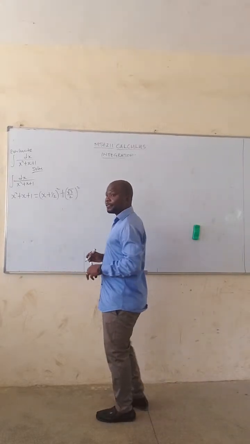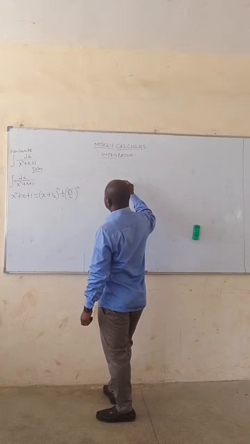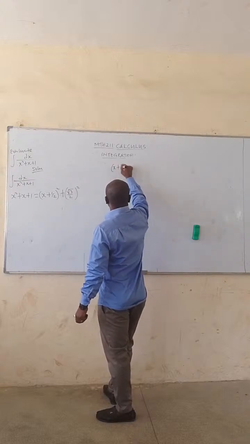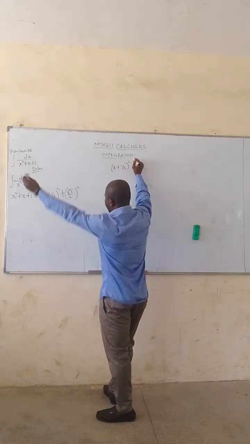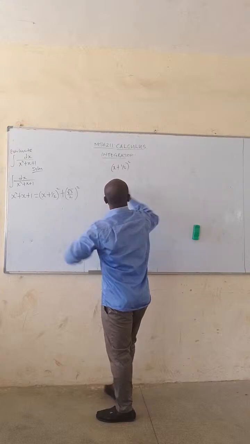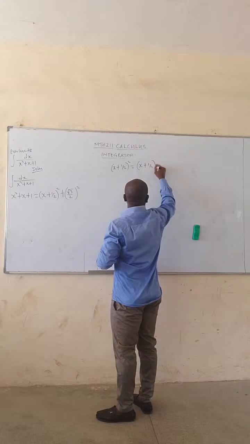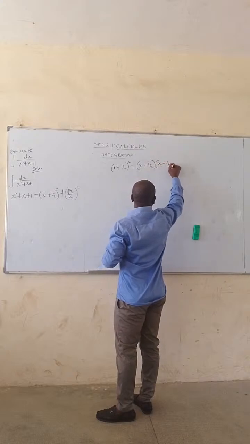Let's look at it. If we have (x + 1)/2 all squared, amen? Amen. This is the same thing as (x + 1)/2 times (x + 1)/2.